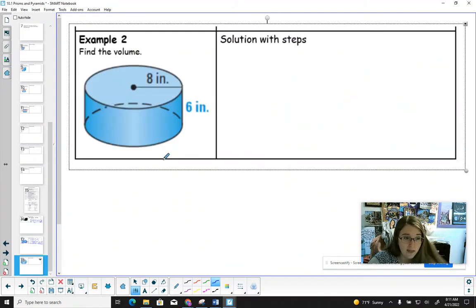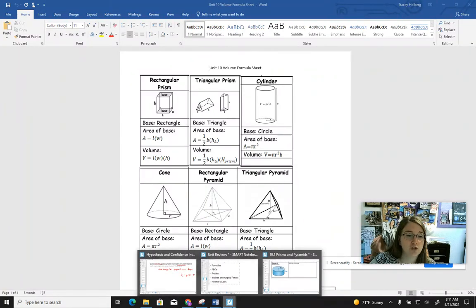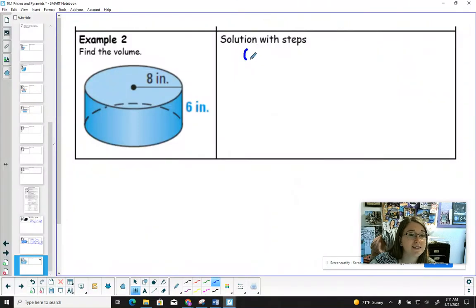Okay, we're going to try one more, and then we're going to practice this more in class, but right now you're just seeing one of each kind we're doing for this lesson. So you have to be able to identify the shape. Look at your formula sheet. Based on what you know, what is the name of this shape for number 2? This is going to be a cylinder.